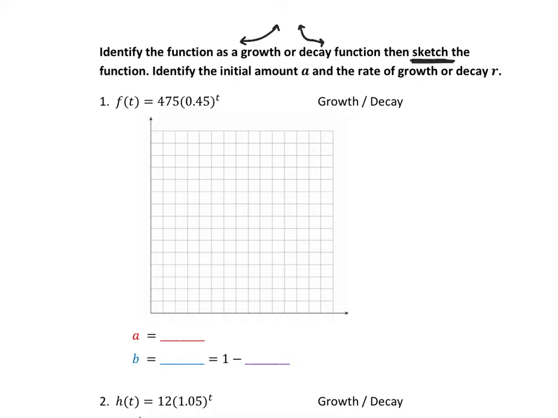Then we're going to sketch the function. We're just going to give it a good sketch. We're not going to plot points and make it perfect. Then we're going to identify the initial amount A and the rate of growth, rate being the percentages of growth or decay.